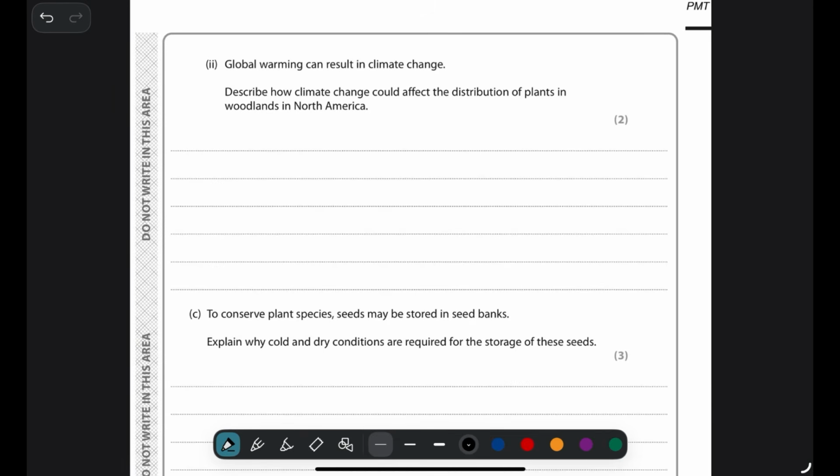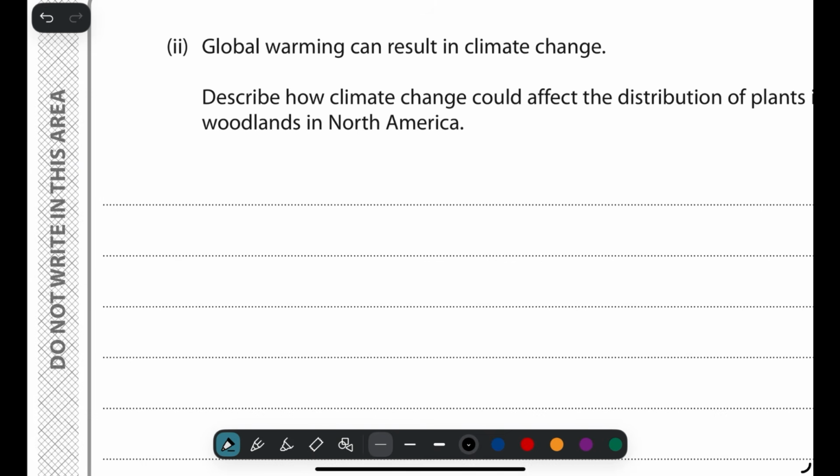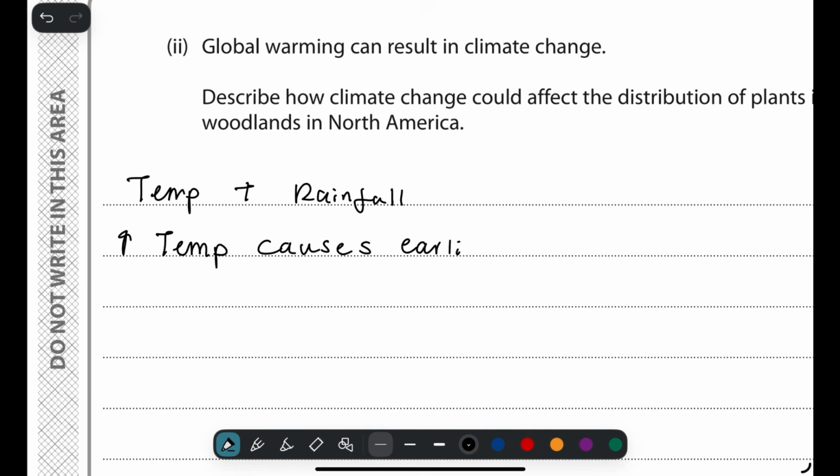Okay, so looking at these two questions, I'm not going to lie, this is purely just practice that will mean you'll get this mark. So global warming, climate change. In terms of distribution of plants, every single time that you're talking about climate change, you want to talk about temperature and you want to talk about rainfall. Those are the two things you need to mention. So in terms of temperature, I want you to do this: increasing temperature will cause earlier germination. That's what we've seen in the graph earlier.